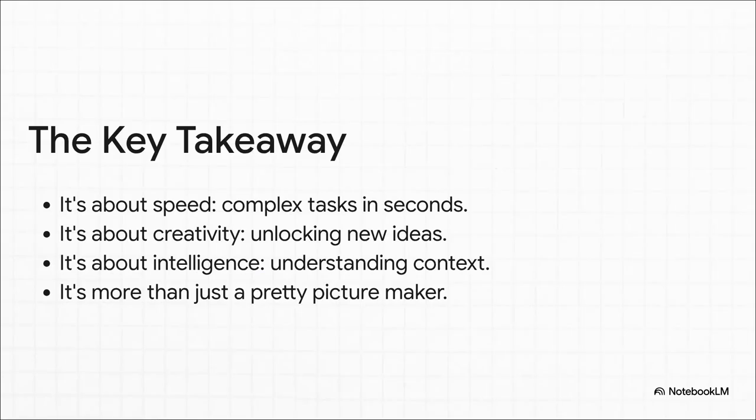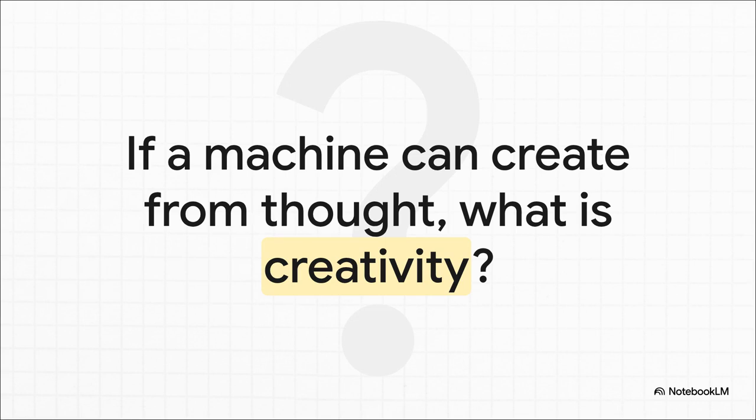So the big takeaway here is that Nano Banana isn't just another app to make your pictures look nice. It's about speed, taking tasks that used to take hours and doing them in seconds. It's about creativity, unlocking ideas you couldn't even attempt before. And maybe most importantly, it's about a new kind of intelligence, one that understands not just pixels, but context, logic, and the real world. And all of this leaves us with a pretty deep question to chew on, doesn't it?